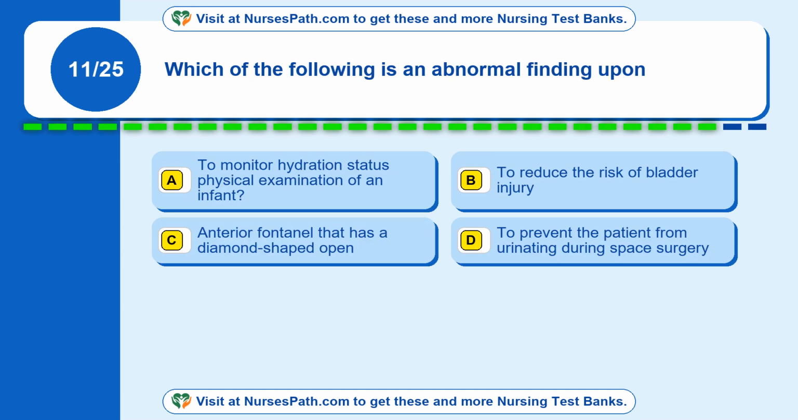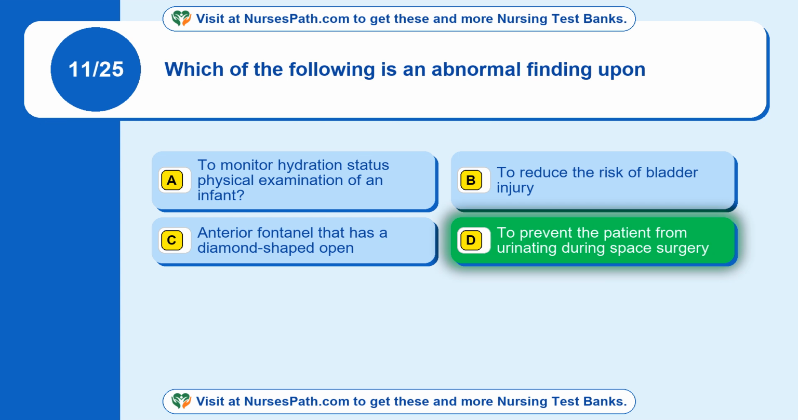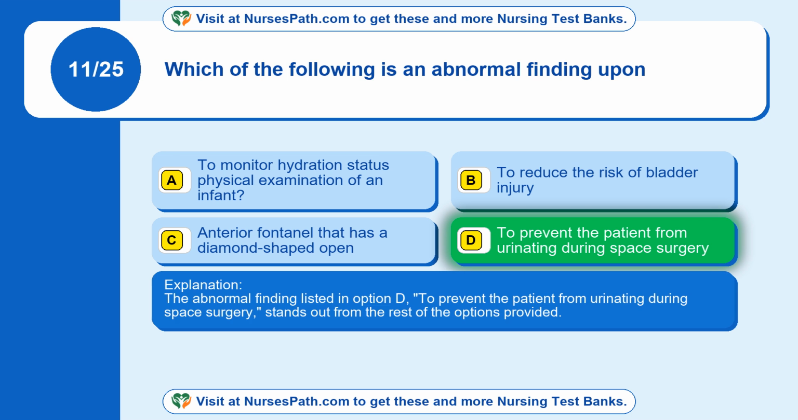Question 11. Which of the following is an abnormal finding upon physical examination of an infant? Option A. To monitor hydration status. Option B. To reduce the risk of bladder injury. Option C. Anterior fontanelle that has a diamond-shaped open. Option D. To prevent the patient from urinating during surgery. The correct answer is option D. The abnormal finding listed in option D stands out from the rest of the options provided.